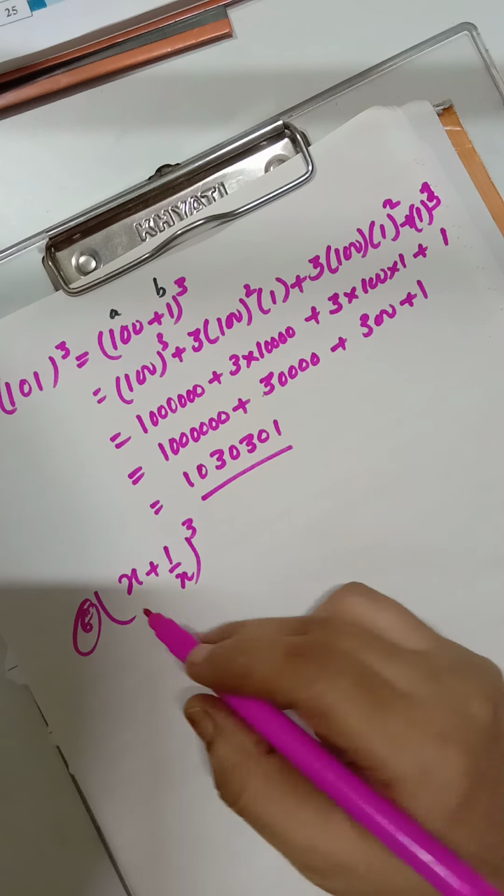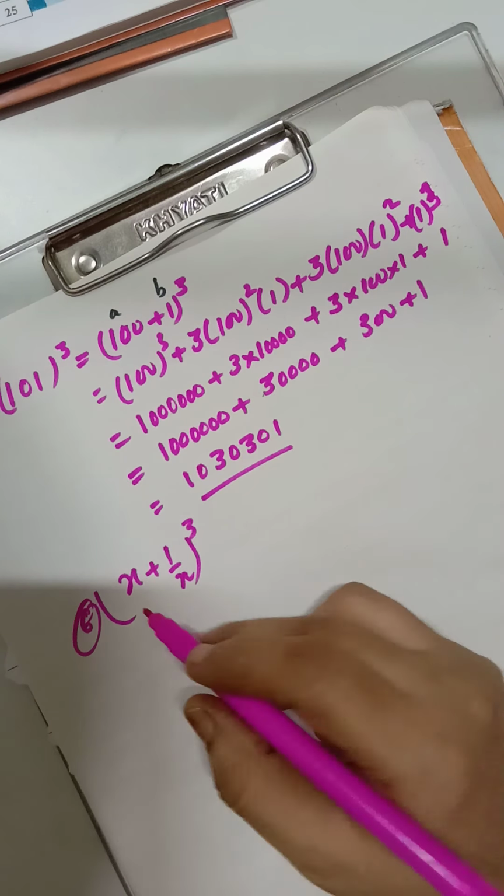Now let us see the seventh one, that is 2m plus 1 upon 5 the whole cube, okay. So here your a is equal to 2m, your b is equal to 1 upon 5. Now let us start. 2m plus 1 upon 5 the whole cube, so this is equal to a cube, that means 2m the whole cube, plus 3a square, that means 2m whole square into b, 1 upon 5, plus 3 into a, 2m, into b square, 1 upon 5 the whole square, plus b cube, that means 1 upon 5 the whole cube.